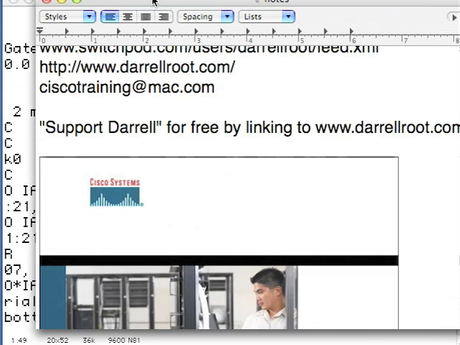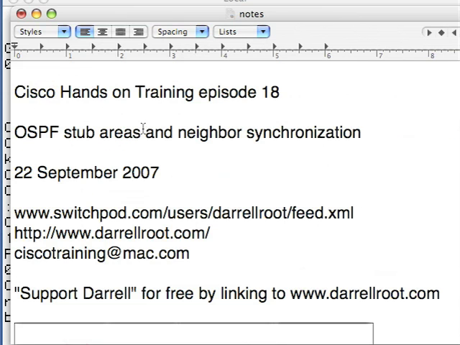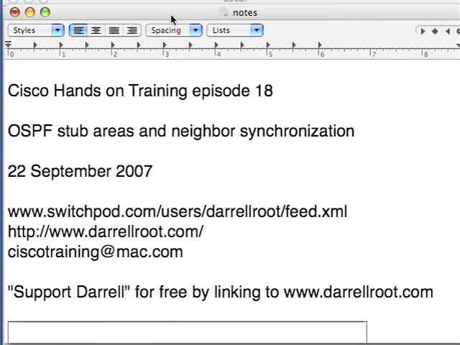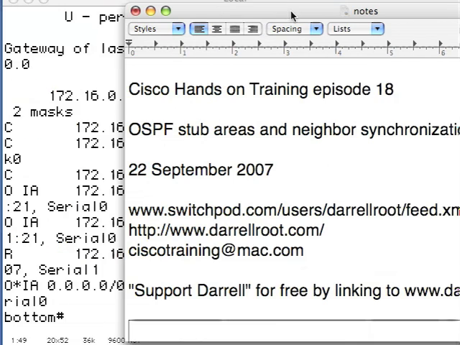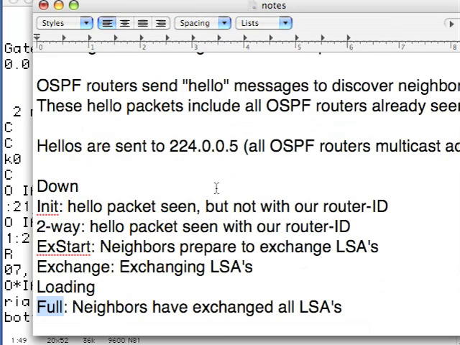Okay, so just to review a little bit more. We were talking about OSPF stub areas and neighbor synchronization today, and we showed the effects of creating a stub area, and we showed the steps in becoming OSPF neighbors.